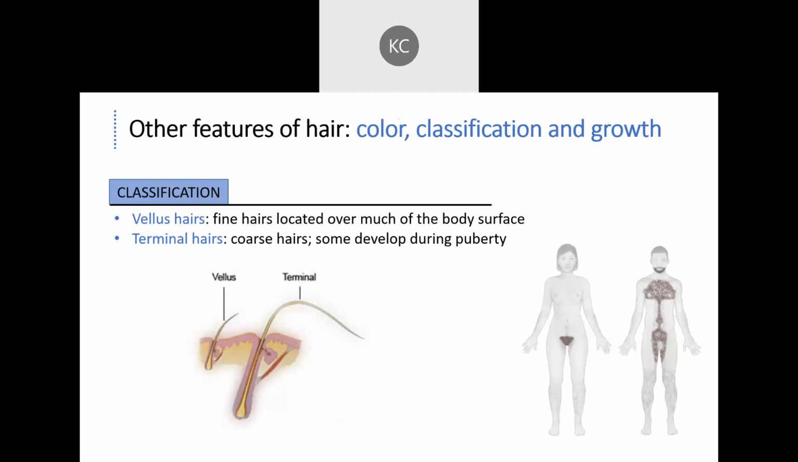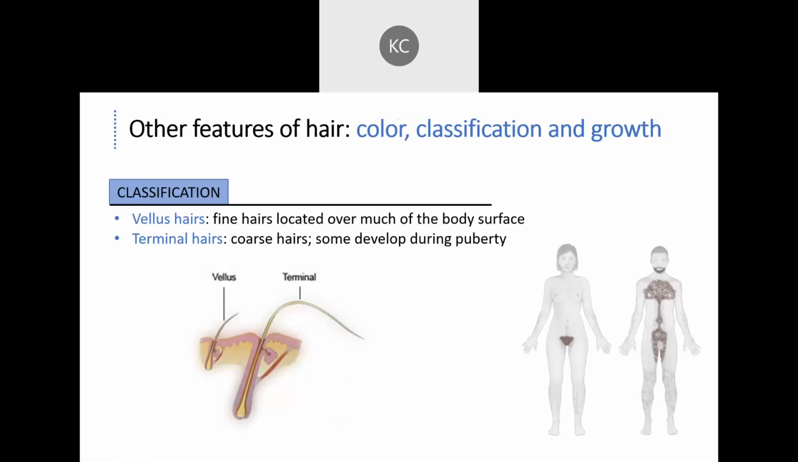Then you get into terminal hairs, terminal meaning kind of the final or the end part of something. These are the ones that are more coarse, so they're not as fine. They're a little bit more rough in consistency. They're typically longer, and these are ones that can develop during puberty, right? So hair that arises around our genital areas, pubic areas, for men associated with facial hair and chest hair. These are a type of terminal hair.